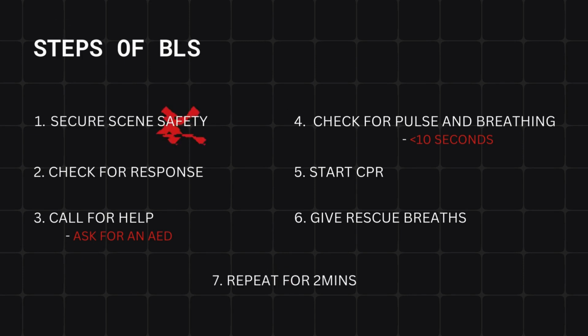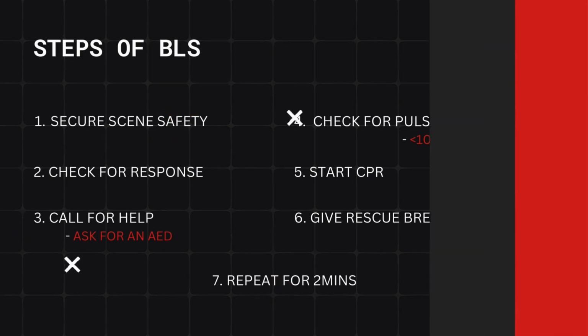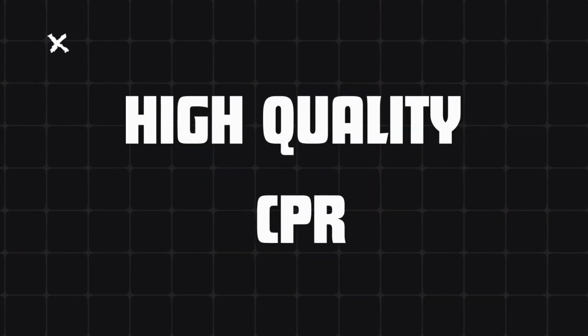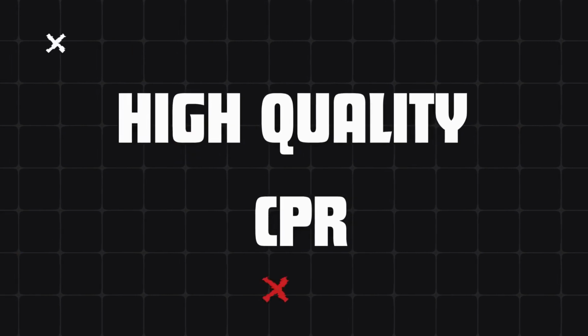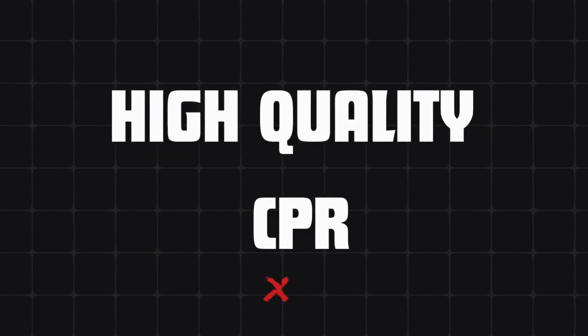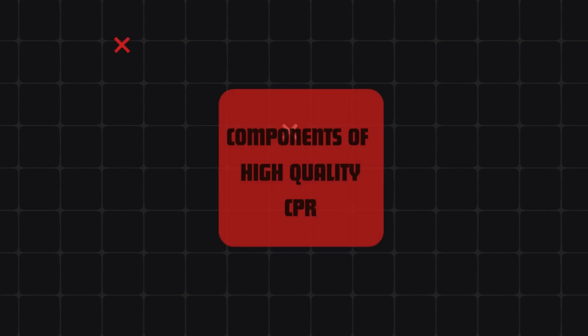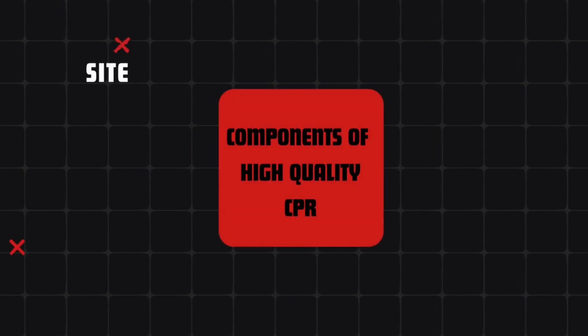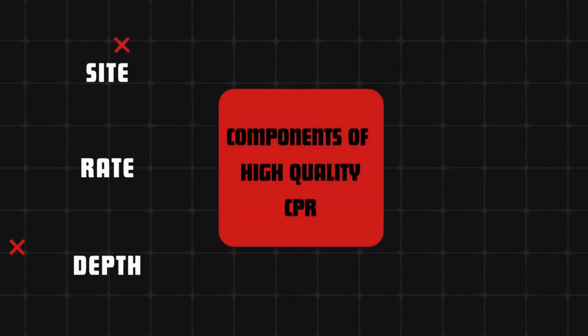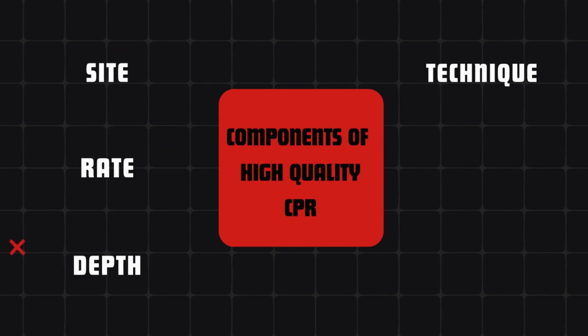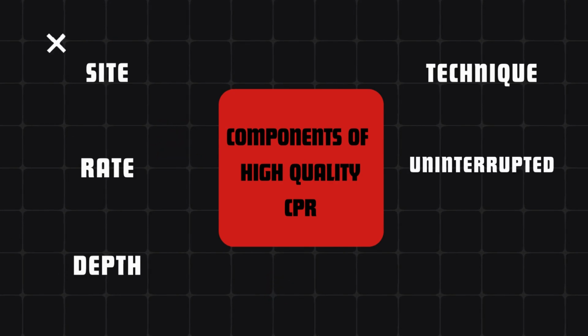7. Repeat. Continue cycles of 30 chest compressions and 2 breaths until help arrives or an automated external defibrillator, AED, is ready to use. We need to perform high-quality CPR. So, what makes your CPR high quality? It depends on site, rate, depth, technique, CPR being uninterrupted, and lastly to avoid excessive rescue breaths.